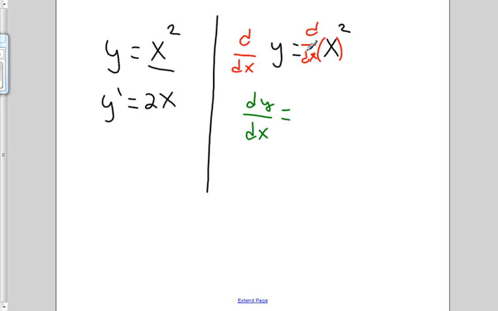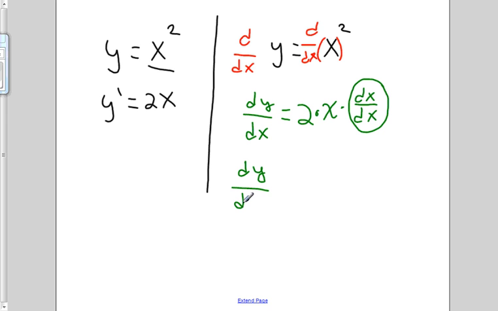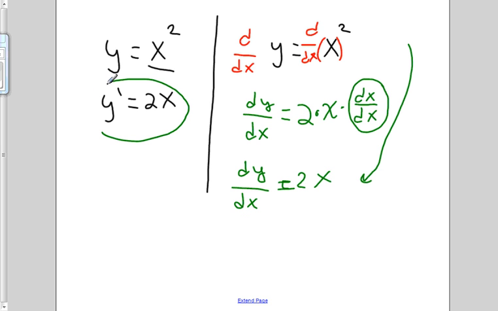And then the derivative with respect to x of something squared is 2 times that something times the derivative of the thing itself. And this is using the chain rule. But the derivative of x with respect to x is just 1. So we get dy dx equals 2x. So we weren't really doing this process before, though we were getting to the same answer.